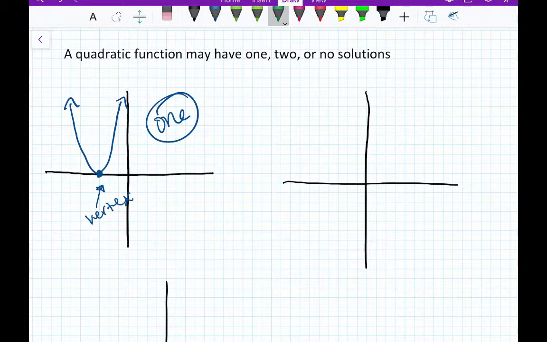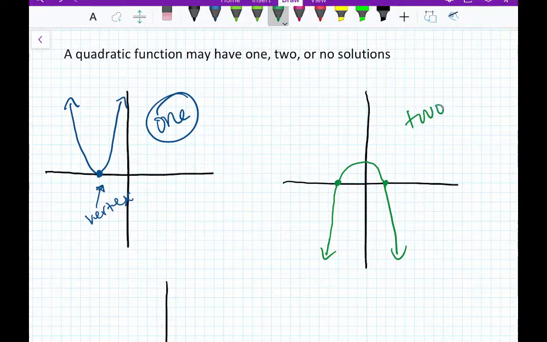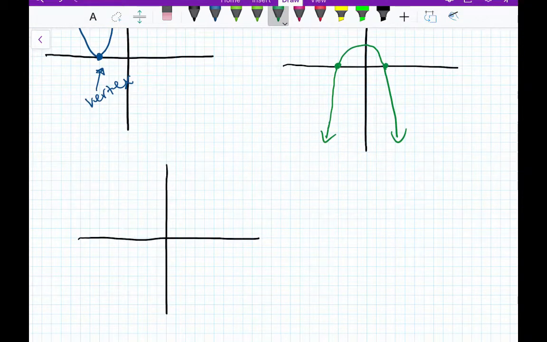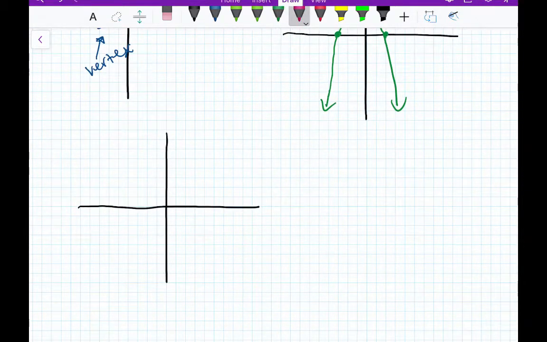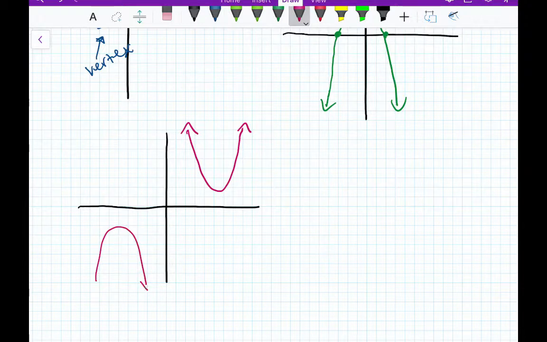If it has two solutions, that means it has to cross the x-axis twice, for example, in those two places. And so the quadratic may look something like this. Again, this is two solutions because the quadratic crosses the x-axis twice. And the last example is when there is no solution, which means the quadratic never crosses the x-axis. So something like that, or it could also be something like this. So it never crosses the x-axis. This is no solution. There are no x-intercepts.